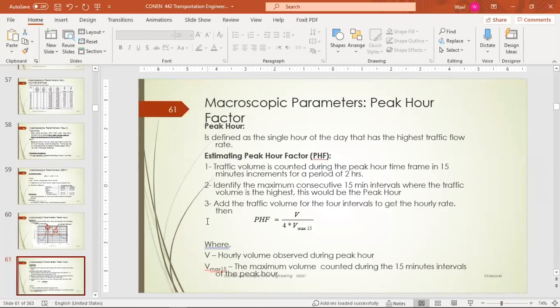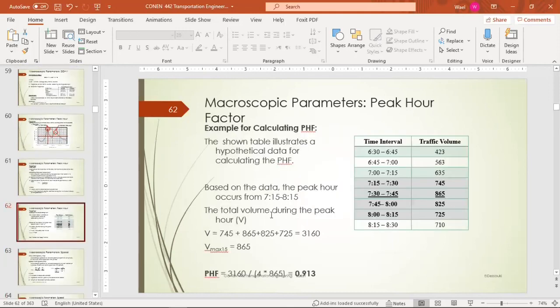One of the parameters also regarding the volumes is the peak hour factor. First of all, what is peak hour? Peak hour is defined as the single hour of the day that has the highest traffic flow rate. How do we estimate the peak hour factor? The peak hour factor is estimated by dividing the volume of the peak hour by four times the V max 15. This is not clear without an example, so let's have this example.